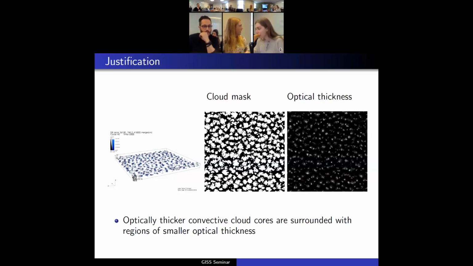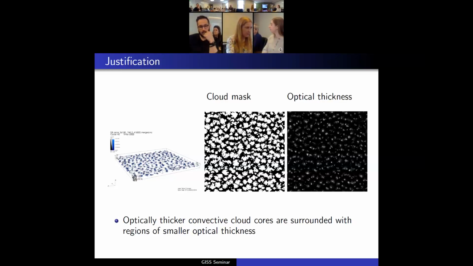It's also supported by observations. The basic explanation for this is that in the interior, you often have stronger updrafts, which are able to sustain larger amount of cloud condensate. And then at cloud edges, you have downdraft motion and also turbulent mixing with the surrounding clear sky air, which is drier, and consequently cloud edges are thinner.